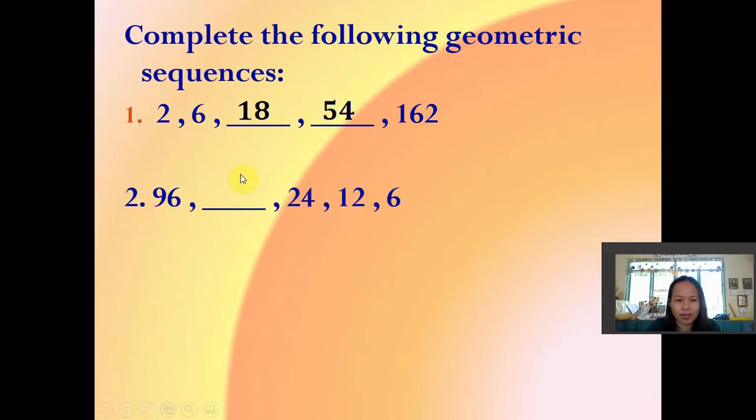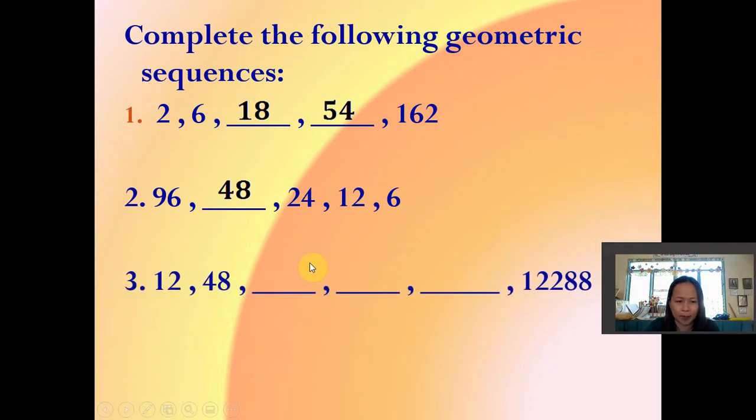Okay, let's have a second example. We have 96, blank, 24, 12, and 6. So what is the common ratio here? That is 1/2, since 6 divided by 12 is 1/2. So we will multiply 96 by 1/2, and that is 48. Therefore, the missing term is 48.